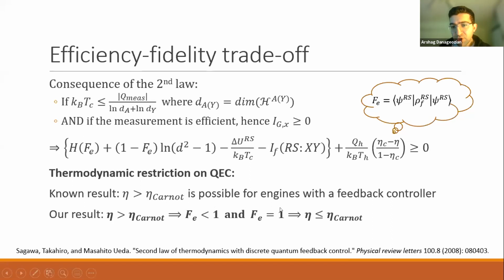And if you want to operate with a perfect fidelity, that is to say, if you want to do the quantum error correction perfectly, then you have to be operating below the Carnot efficiency limit. So this is the statement that we make for our quantum error correcting engine.